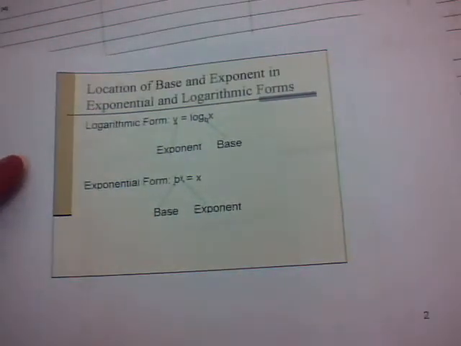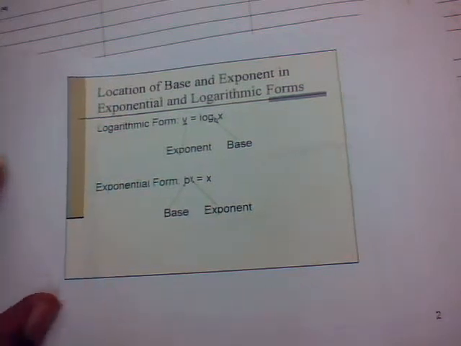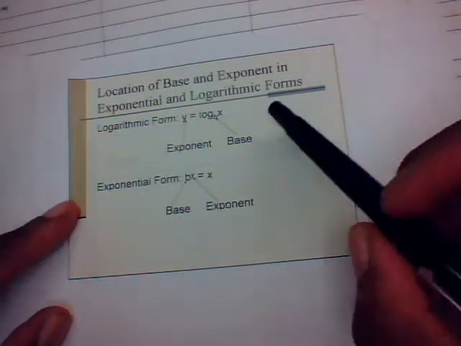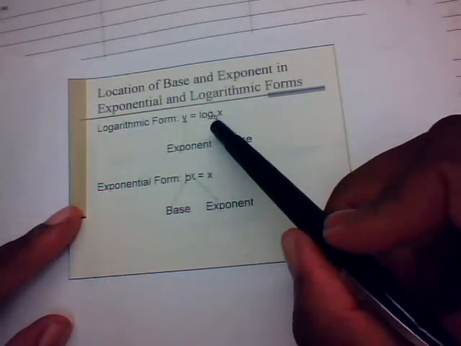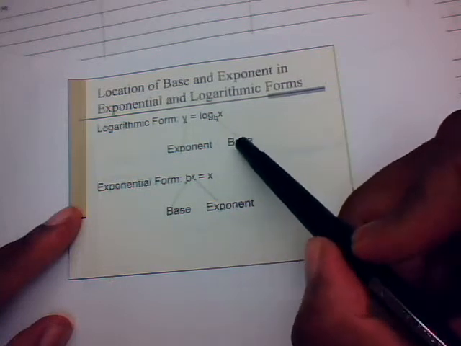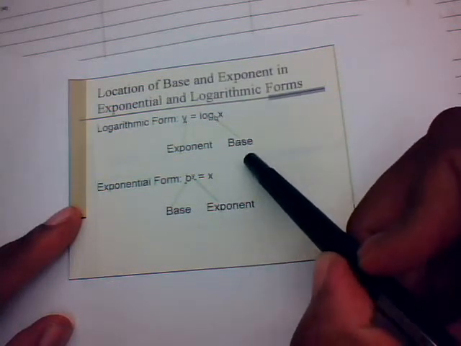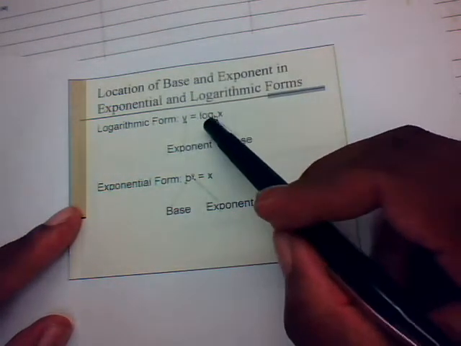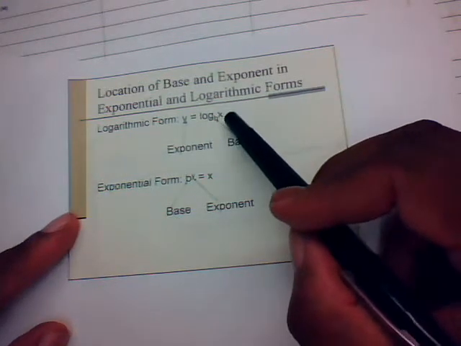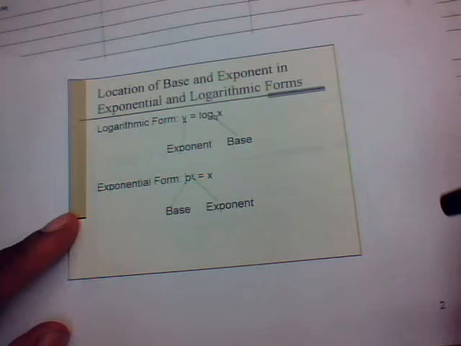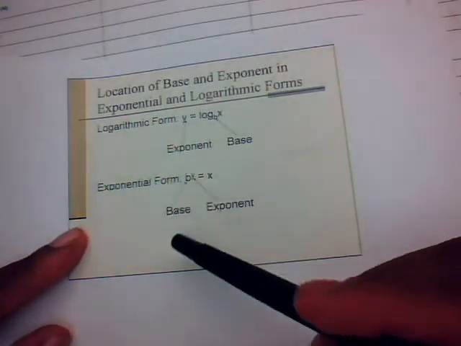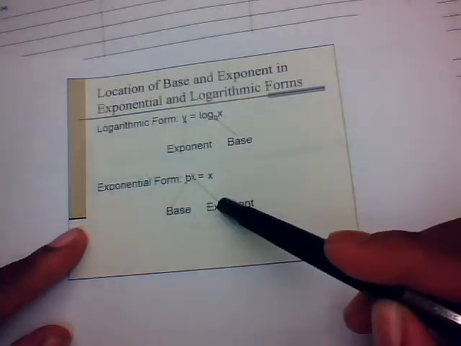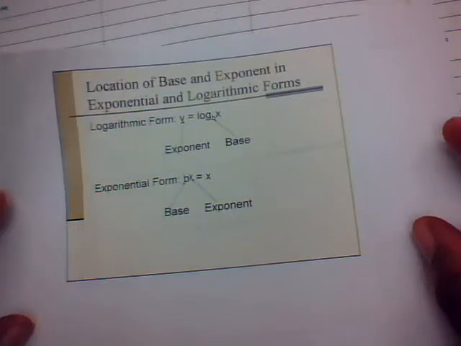In this case, you want to know the location of the base and the exponents when you're dealing with exponential and logarithmic forms. Of course, logarithmic form is y equals log to the base b of x. Here, this b, that's the subscript for the log, is your base. This y represents the exponent. So when you're finding the log to whatever the base is of some number, you're basically finding out what the exponent is. And then exponential form is this: b to the y is equal to x. Here, this b is your base, and the y is your exponent.